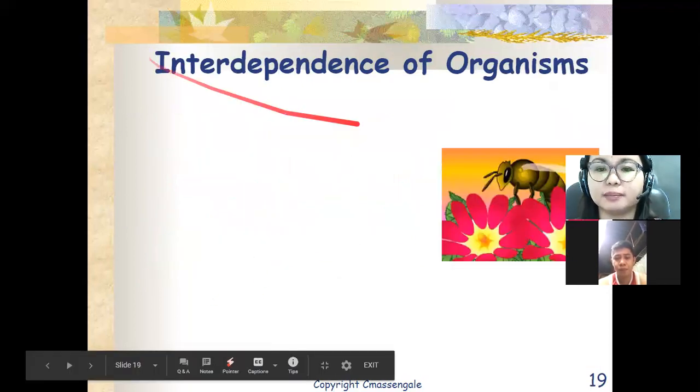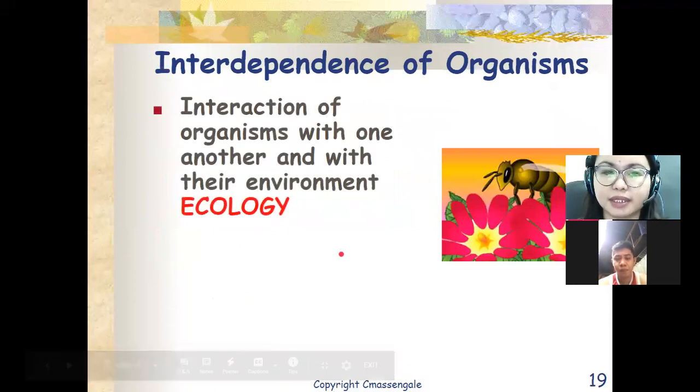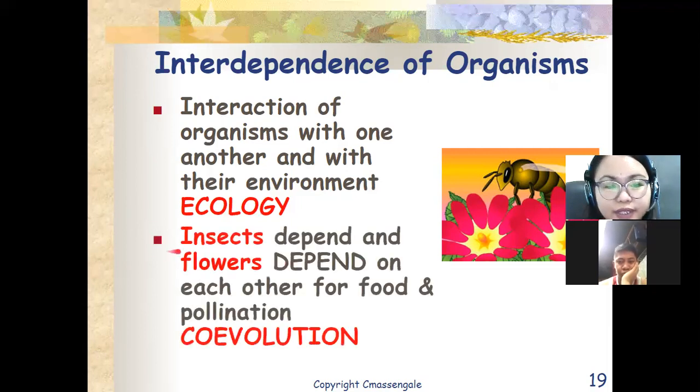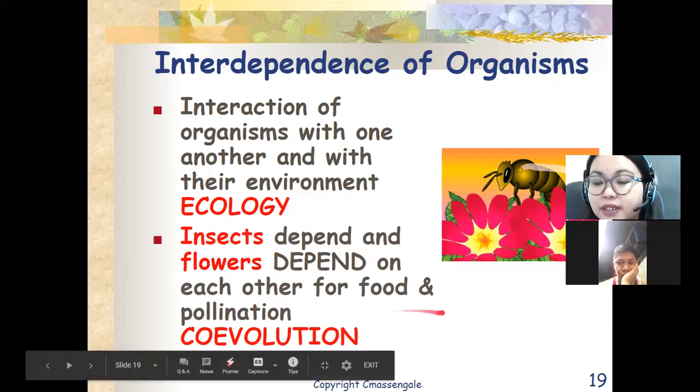So we also have the interdependence of organisms. It means the interaction of organisms with one another and with their environment and ecology. So sometimes we always depend on plants and animals. Human beings, the highest order of the kingdom, always depend for food on plants and animals. That's why we have to take care of our mother nature. Like for example, insects and flowers depend on each other for food and pollination, and also for coevolution.